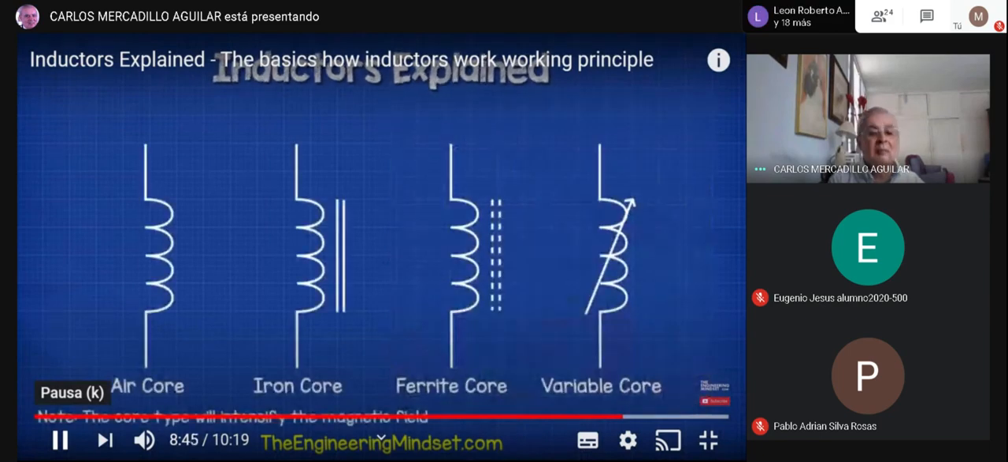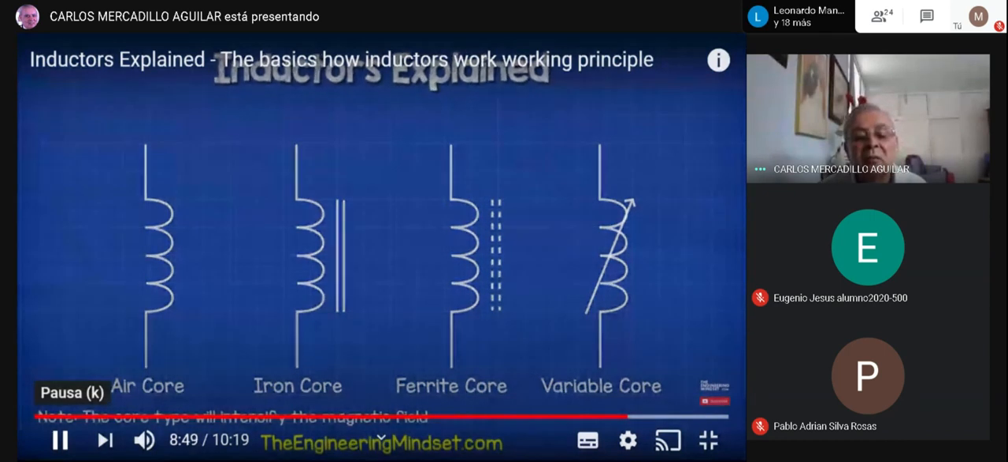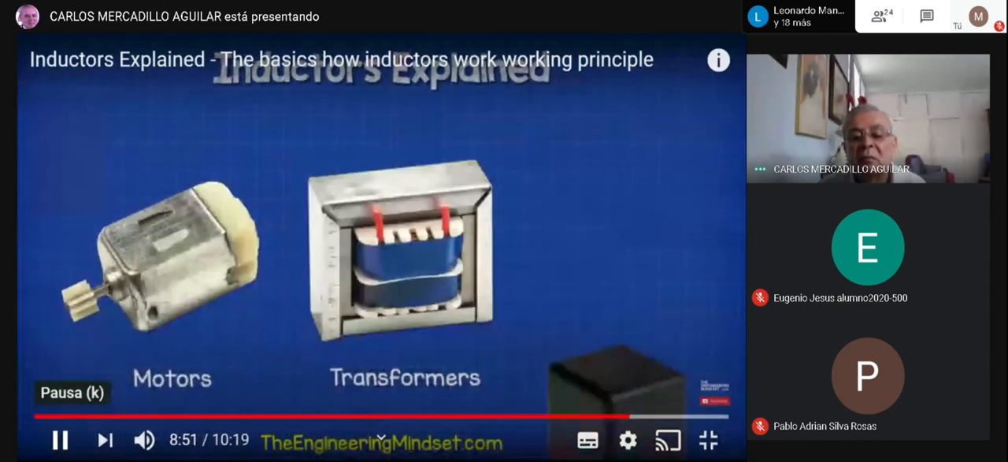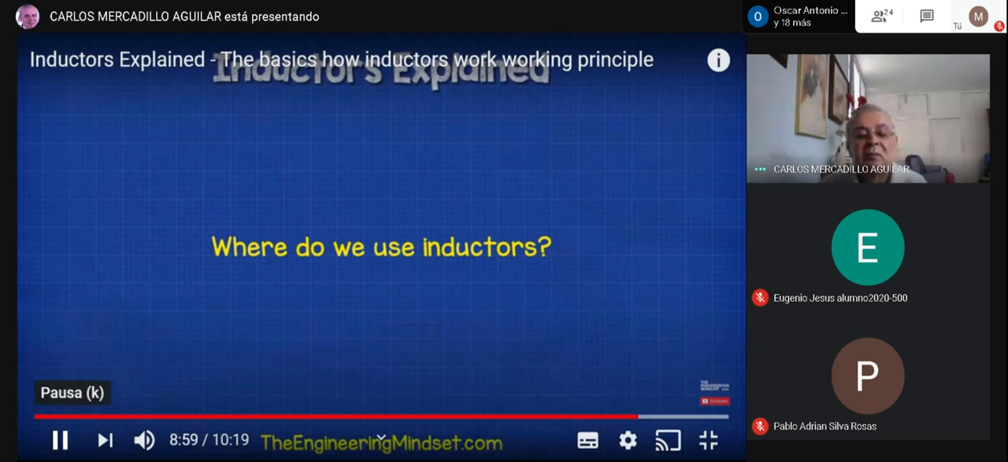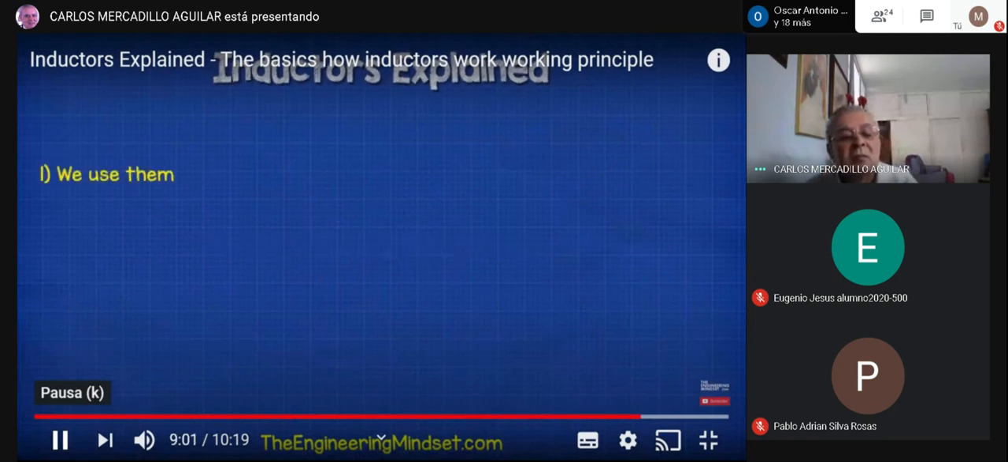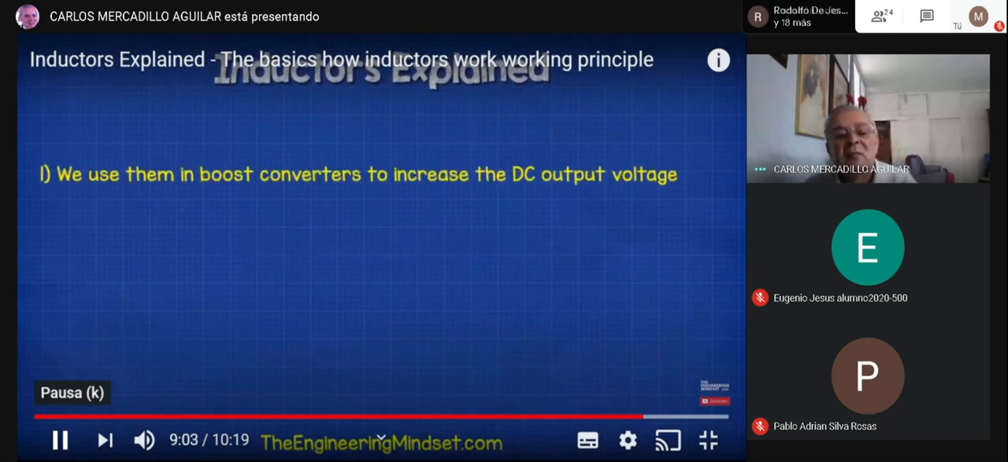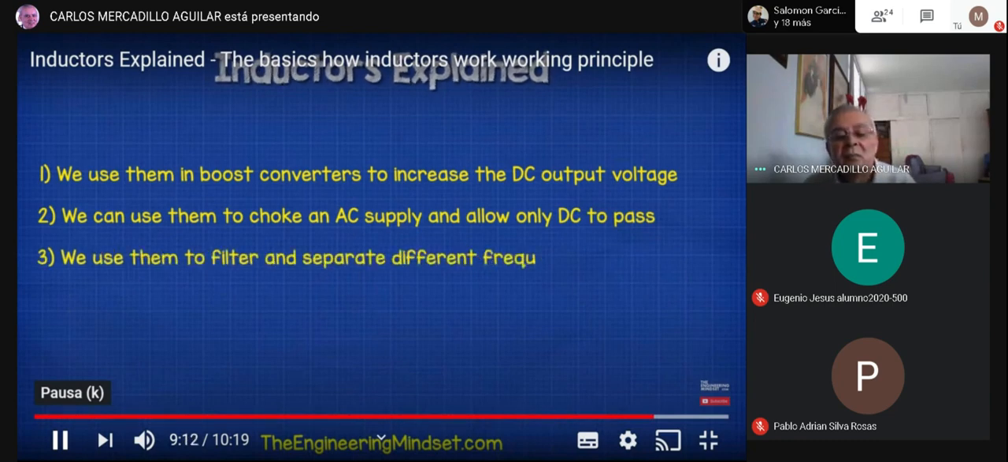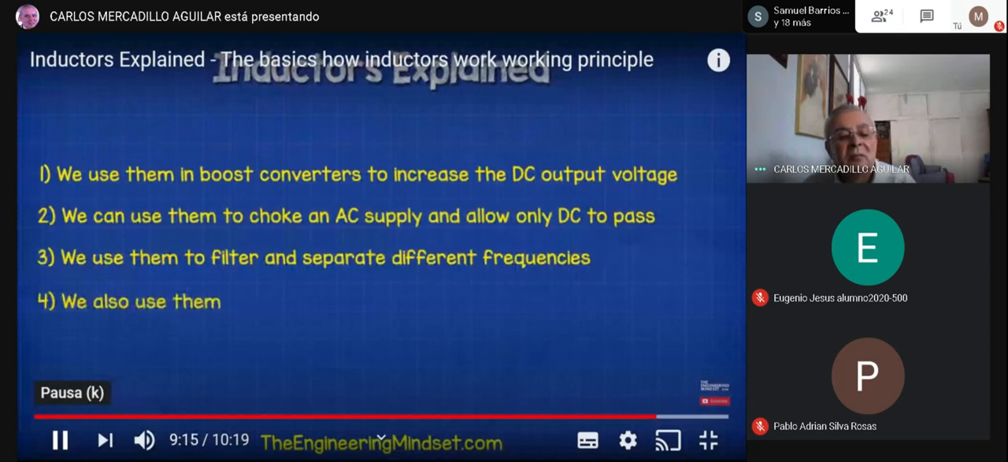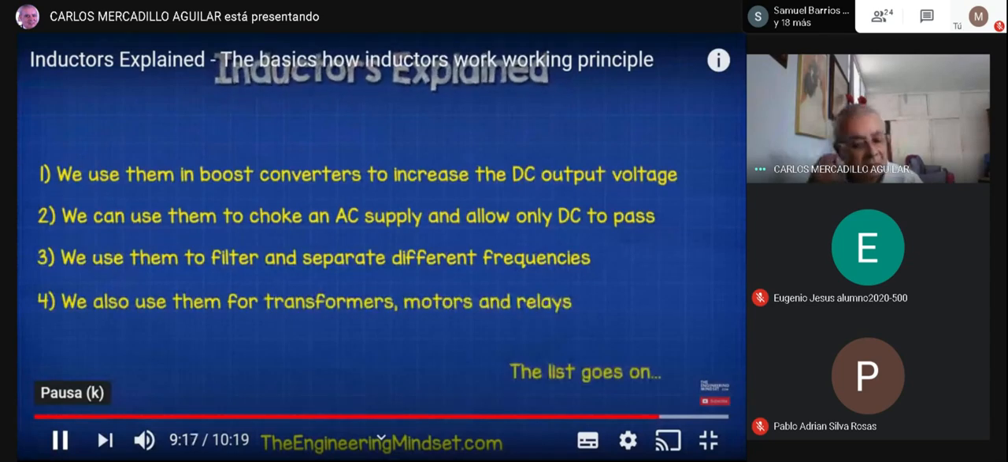We will see inductors represented on engineering drawings with symbols like these. Something to remember is that everything with a coiled wire will act as an inductor. That includes motors, transformers, and relays. So what do we use inductors for? We use them in boost converters to increase the DC output voltage while decreasing the current. We can use them to choke an AC supply and only allow DC to pass. We can use them to filter and separate different frequencies. And obviously, we also use them for transformers, motors, and relays.